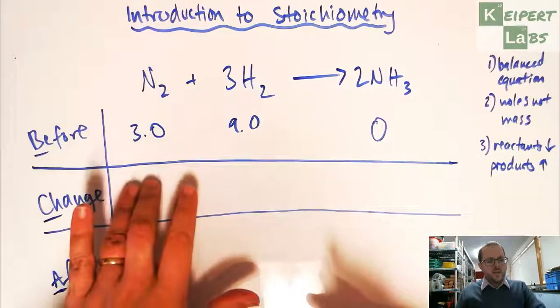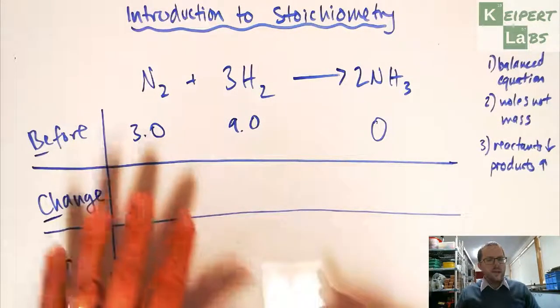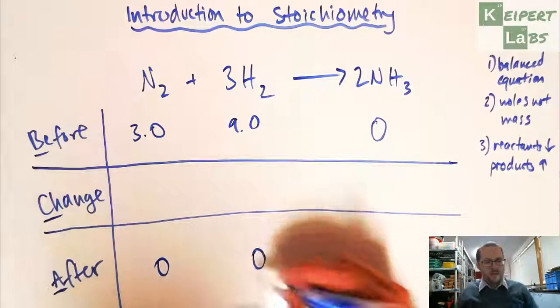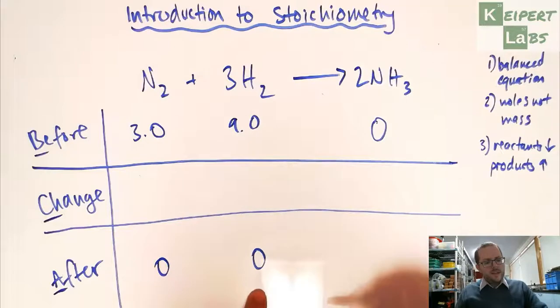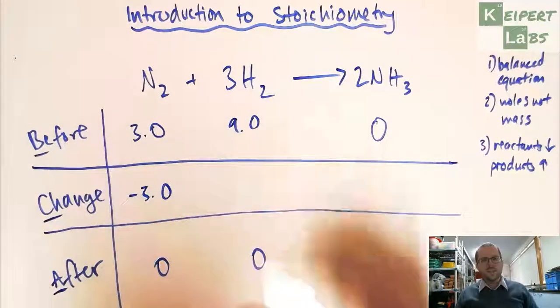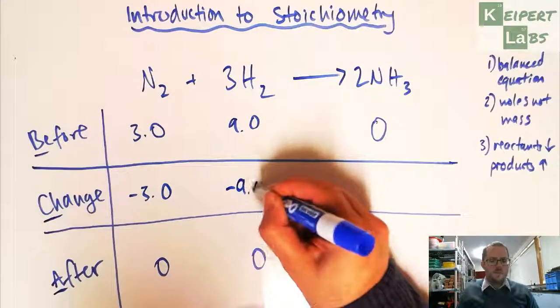Okay, so the idea here is that we are mixing these together so that all of our reactants get used up. So we end up with 0 moles of our reactants at the end. That means to go from 3 moles here to 0 here, we have to have a change of 3.0 moles. Same thing over here, we have to decrease by 9 moles.